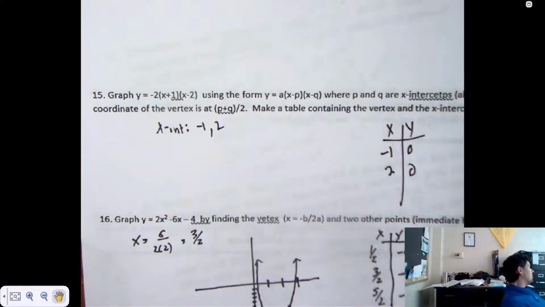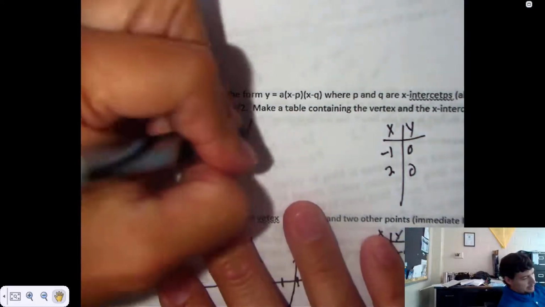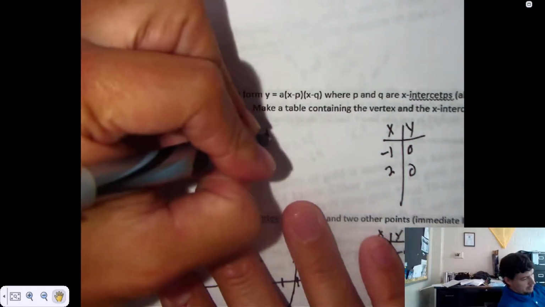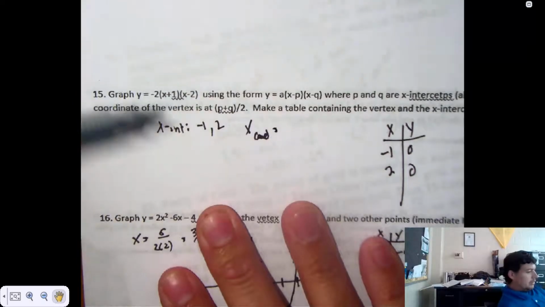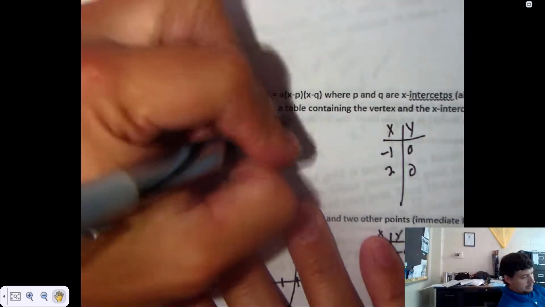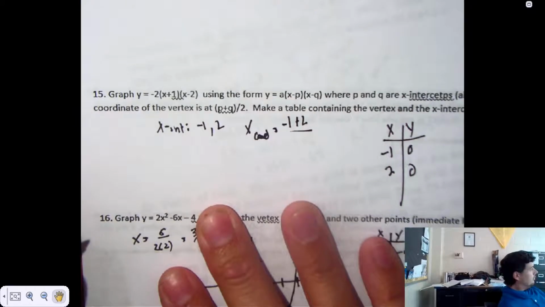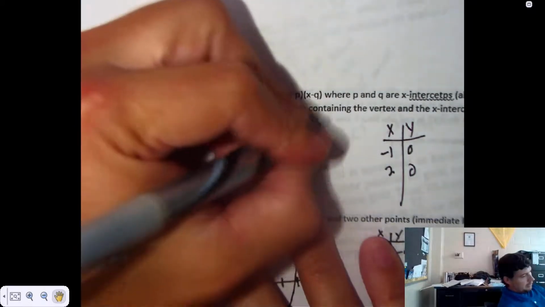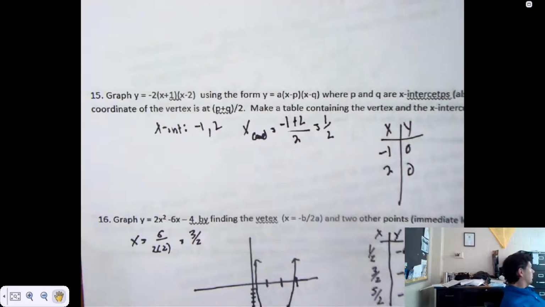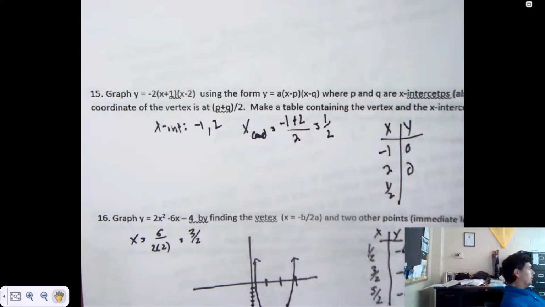The other point you go after is your vertex, which it tells you how to find, doesn't it? It says the x-coordinate of the vertex is going to be negative 1 plus 2, sitting over a what? 2. That's a half, last I checked. Now you're going to have to do a little work here to get y. What are you going to do with your half? Just going to plug it back in.